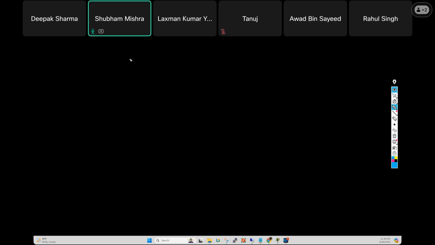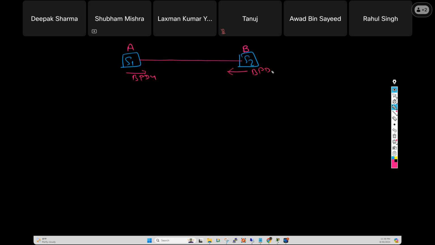Now, switch number 1, switch number 2. Both switches connected like this. MAC address is A. MAC address is B. Switch number 1 is sending the BPDU. Switch number 2 is sending the BPDU. Do you understand now, everyone?